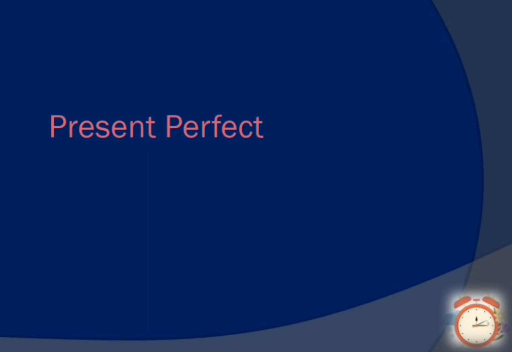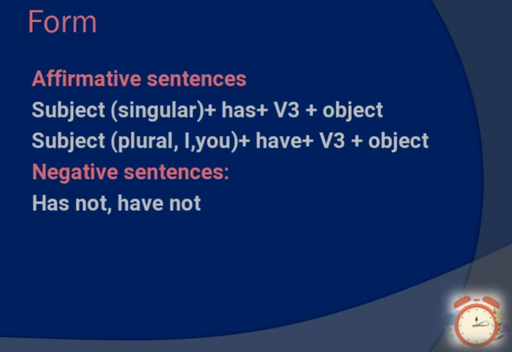Present perfect. For the affirmative sentences, for singular subject, the auxiliary is has, and with that, third form of the verb will be used. Then object. For plural subject, and with I and you pronoun, we use have, and with that, third form of the verb will be used. After that, object. For the negative sentences, with both of these auxiliaries has and have, we will add not right after them.